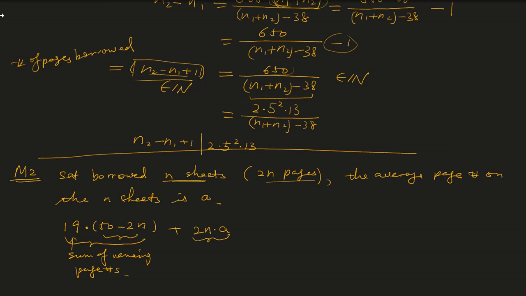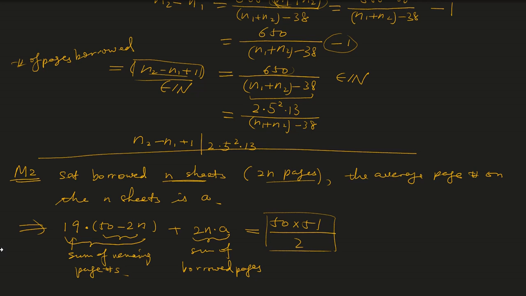This gives us the sum of borrowed pages. That shall be equal to the sum of all 50 pages, right? And that is this. That is a simple sum of arithmetic progression. So it's a 50 times 51. That is this number. So this equation is straightforward.